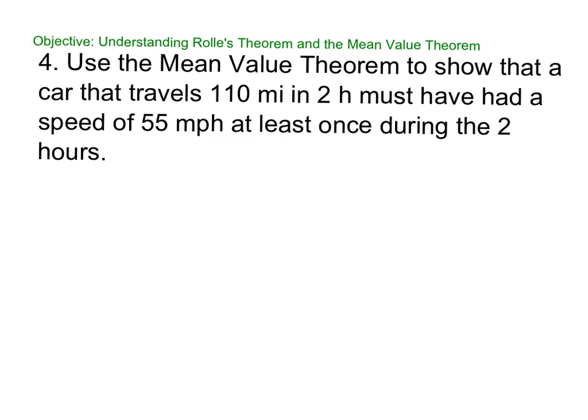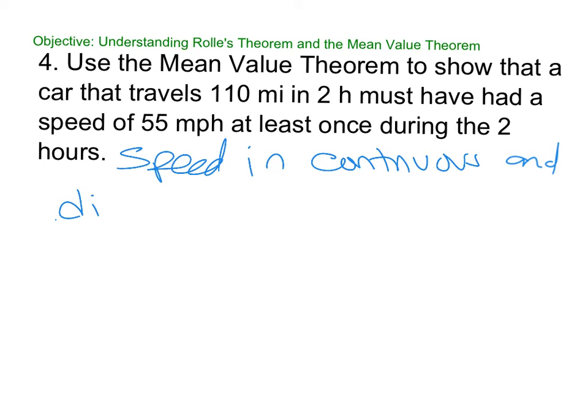All right. Use the mean value theorem to show that a car that travels 110 miles in 2 hours must have a speed of 55 miles an hour at least once during the 2 hours. So this is really just an explanation to show that you understand the mean value theorem. So pause and just write a few sentences. So speed is continuous and differentiable. Real life speed we're talking about, right?